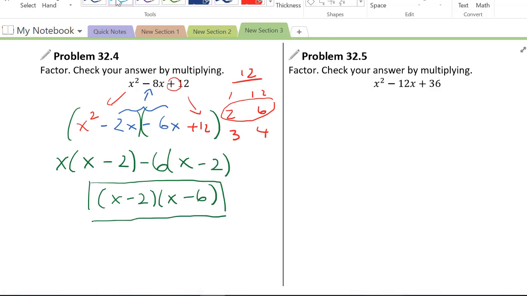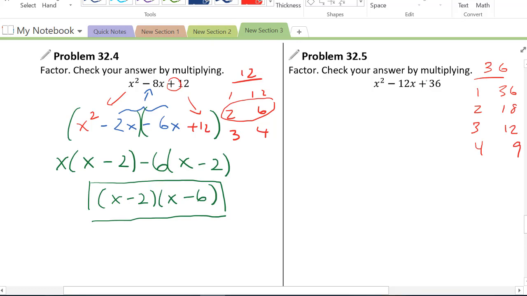Okay, for the next one. So, AC method, right? So it'll be 1 times 36. So that's just going to be 36. What are factors of 36? 1 and 36, 2 and 18, 3 and 12, 4 and 9, right? Now we need to add again, right? So remember, we look at this sign. That says plus. So we need to add to make a negative 12. Which one of these add to give me a negative 12?